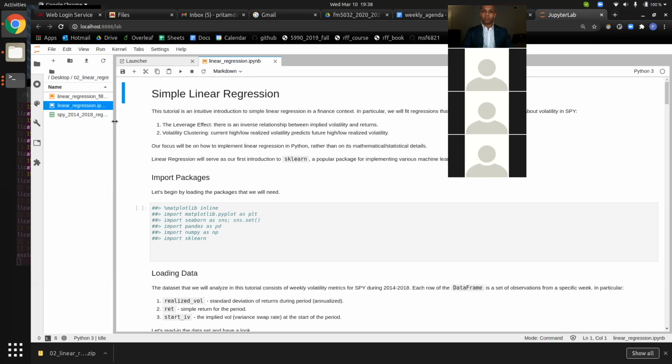So we are going to fit a couple of different regressions that demonstrate a couple of different stylized facts about index volatility. Oh, and I should add, we're going to be focused on SPY, which is an ETF that tracks the S&P 500, so all our data is going to be related to SPY. The first stylized fact is called the leverage effect, and that is that there is an inverse relationship between implied volatility and returns. What that means is basically when the market goes down, implied volatilities go up. When the market goes up, implied volatility goes down.